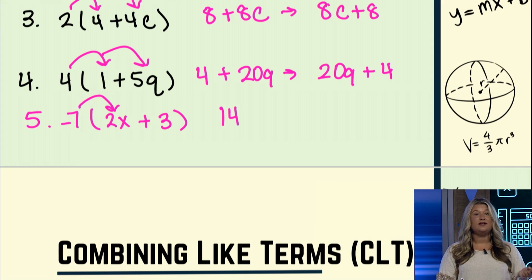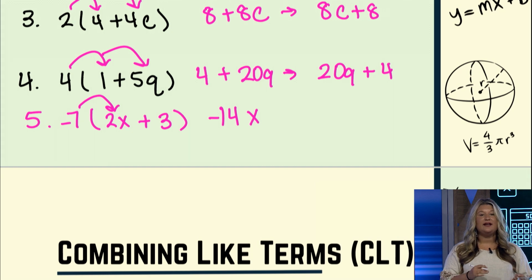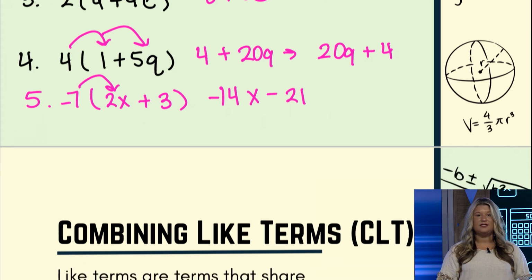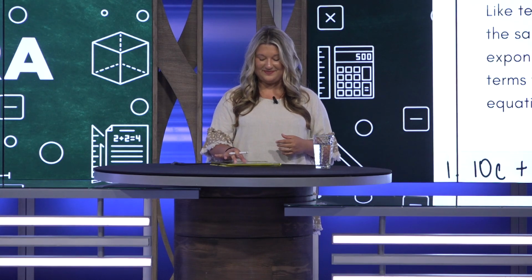So negative 7 times a positive 2 is going to make it negative 14x, because we bring our variable. And negative 7 times 3 is going to be a negative 21. Again, negative times a positive is a negative. So when you distribute, just keep in mind your integer rules whenever there are different symbols and signs.